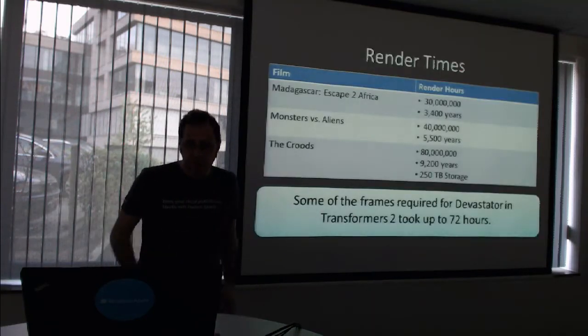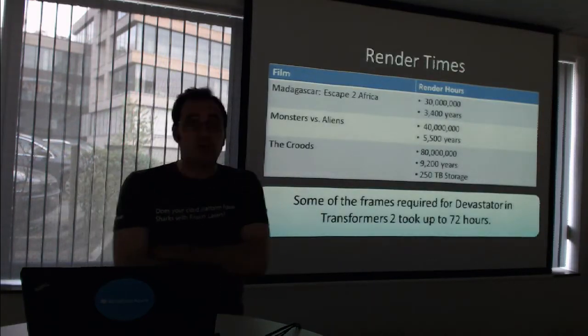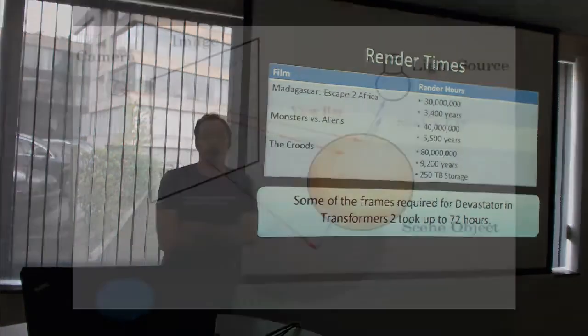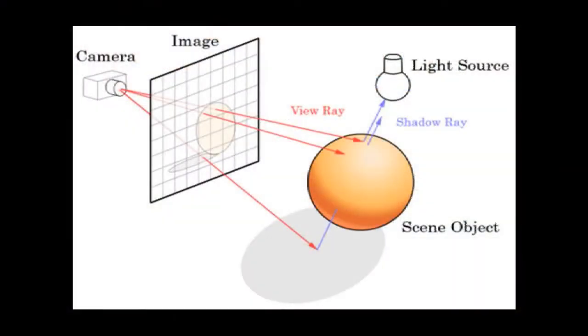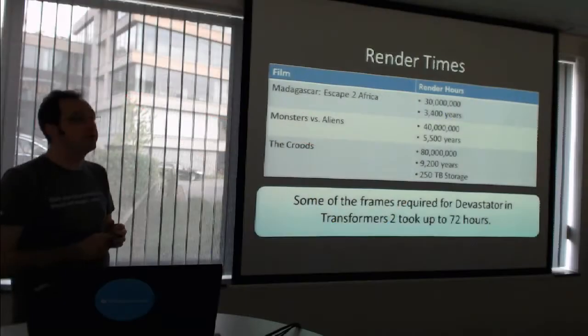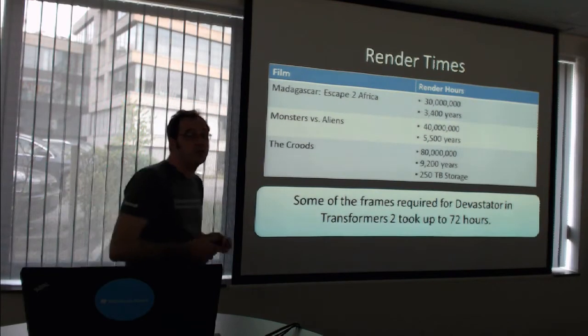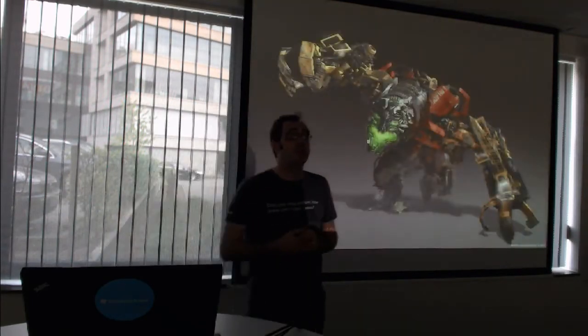It was very popular to do this in a text-based way in the early to mid-90s. It's a technique that's used for Hollywood films. I think Toy Story was the first feature-length film that was rendered. But when they're rendering and producing these Hollywood films, it takes a long time. The Croods took something like 9,200 years of actual render time to produce the movie, and generated 250 terabytes of data.